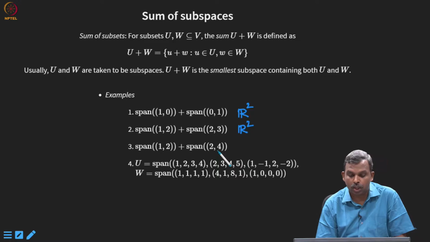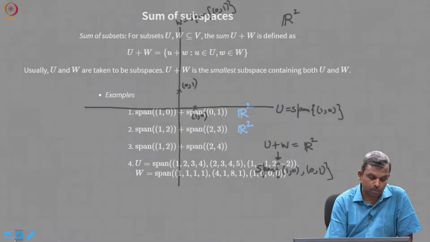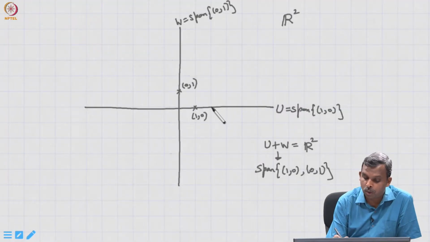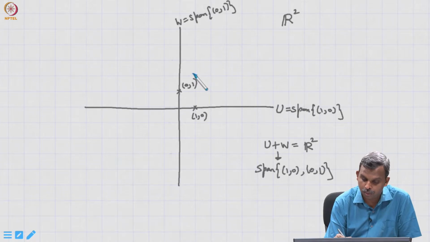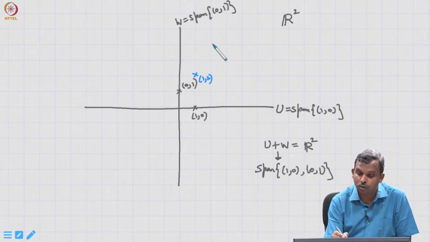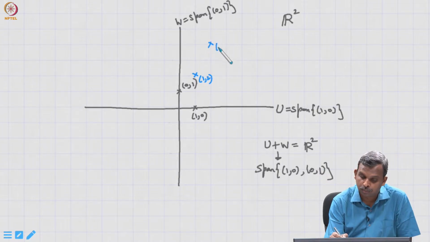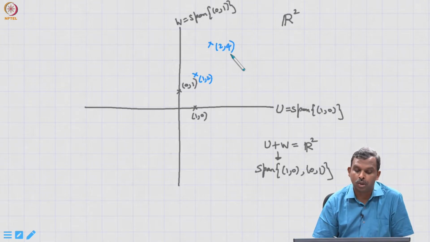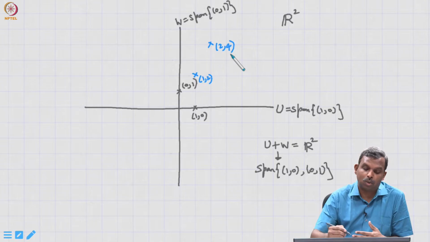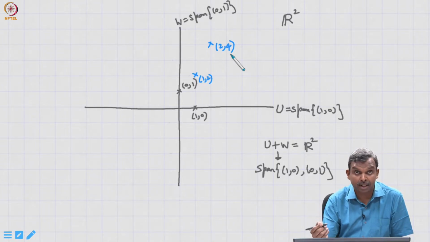What about this one, 1 2 comma 2 4? So let's go back to this board, then look at 1 comma 2. So maybe I should draw this in blue, 1 comma 2, and then 2 comma 4. Notice 2 comma 4 is a multiple of 1 comma 2. So I know both of them are in the same subspace, right. So 1 comma 2 and 2 comma 4 are linearly dependent, right.